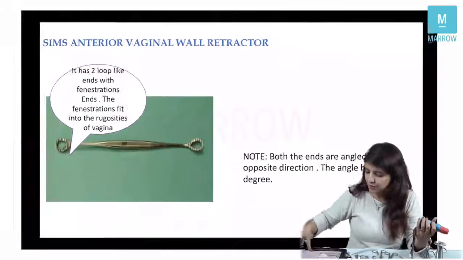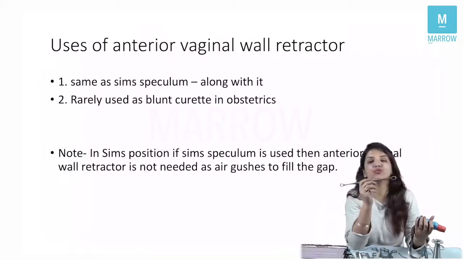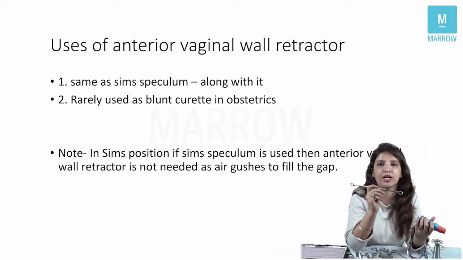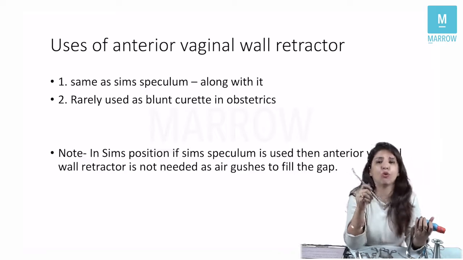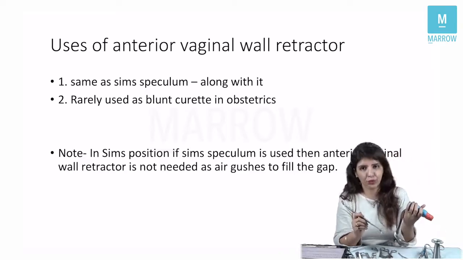Sims speculum is going to retract the posterior vaginal wall, and the Sims anterior vaginal wall retractor, or the AV retractor, will retract the anterior wall of the vagina, right? Now, apart from being used as the anterior vaginal wall retractor, rarely you can also use it as a blunt curette in OBS, but that's only for final year students, if the examiner is bent upon asking you what is the other use, right?